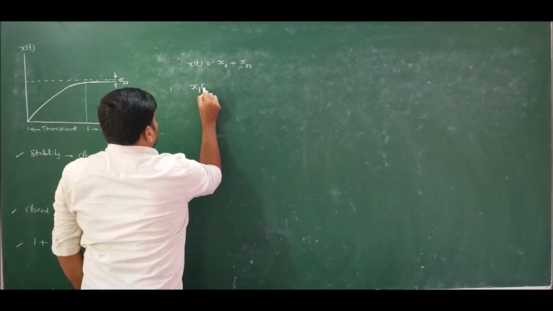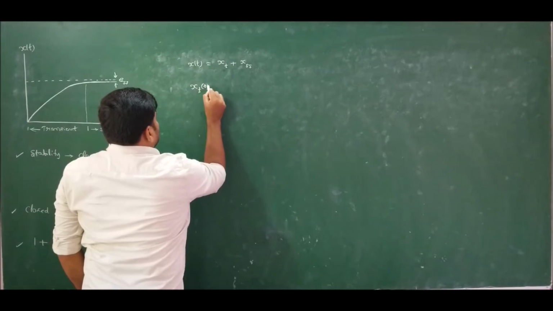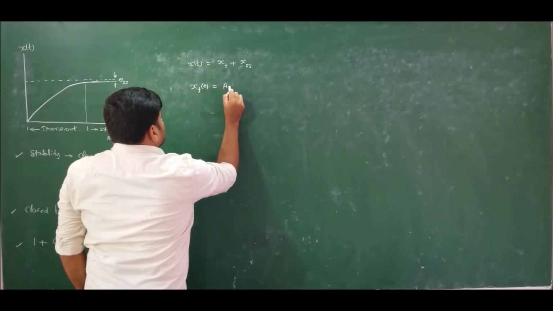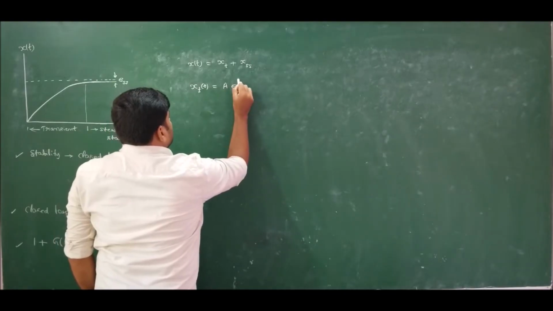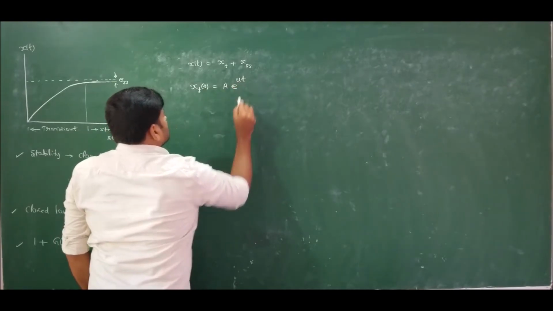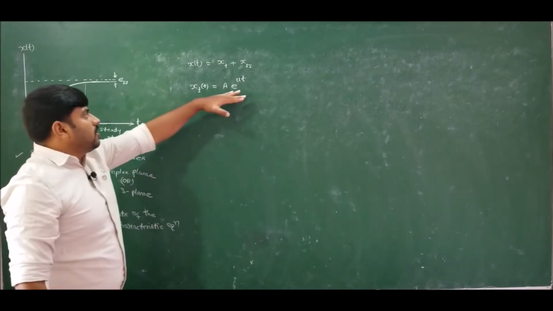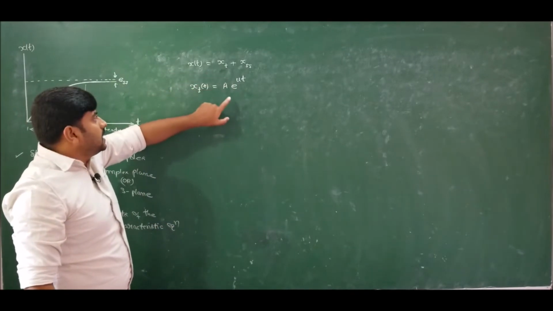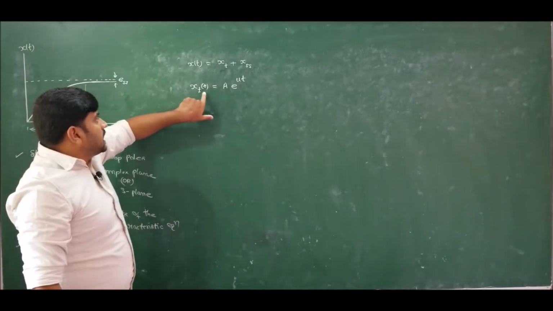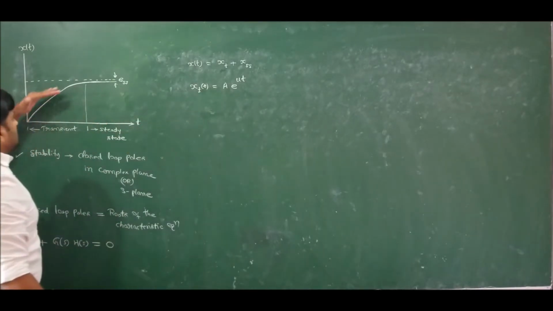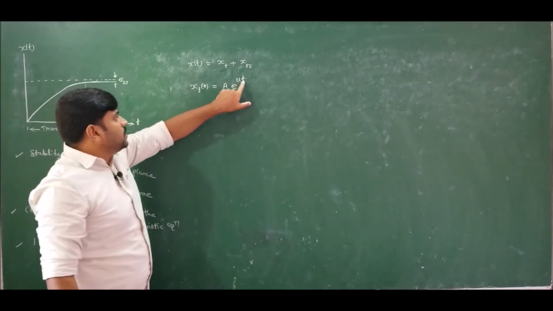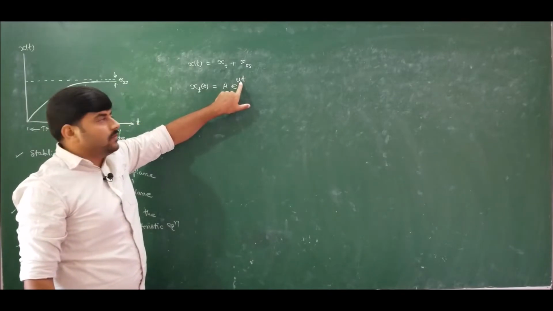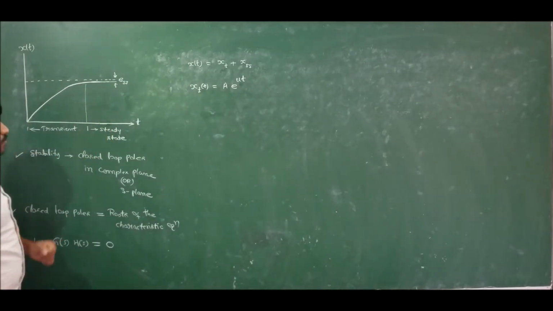The transient part of a system output varies exponentially, which I can write as a constant times e to the power of ut. A constant times e to the power of ut is the system response for the transient part. As you observe, the transient part varies exponentially as a function of ut, where a is constant, u is the root of the characteristic equation or closed loop pole.